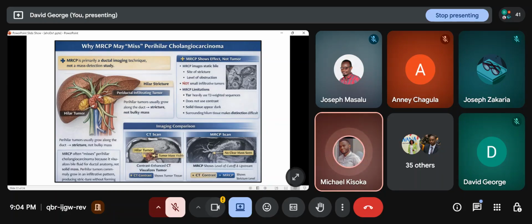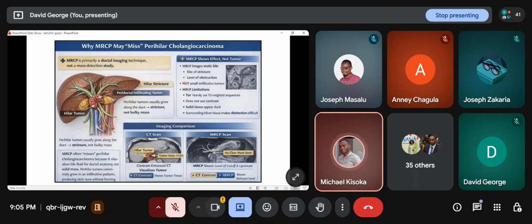So it can either show you the site of the structure and the level of obstruction. And it cannot also pick the small infiltrative tumors. So it has its own limitations. MRCP does not use contrast. So at this particular point in time, it's very easy to miss a mass. And then the solid tissues appear dark, as far as the other surrounding tissue will also appear a bit dark.